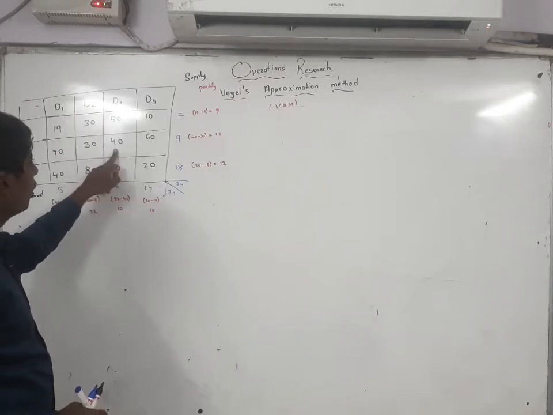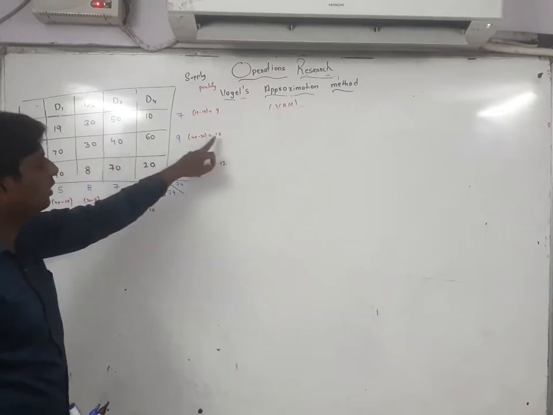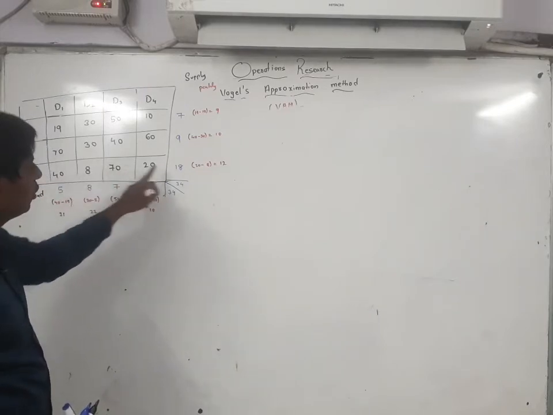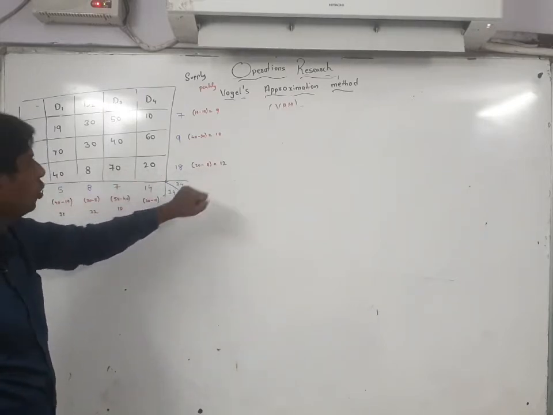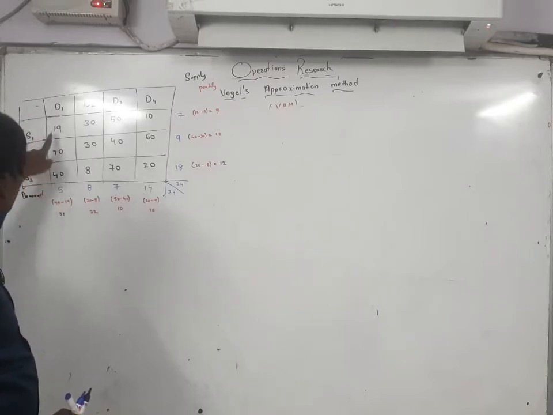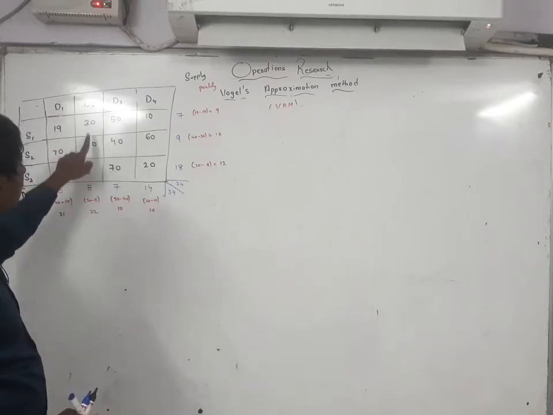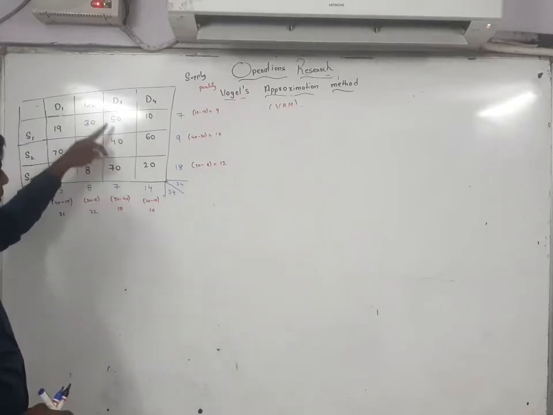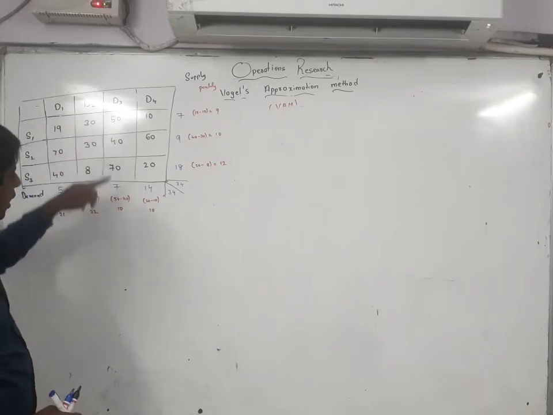40 and 30. 40 minus 30 is how much? 10. Then in this, which one is the least? 20 and 8. 20 minus 8, how much is it? 12. Then here the least one is 40 minus 19. That is 21. Here the least one is 30 minus 8. 22. Here the least one is 50 minus 40.